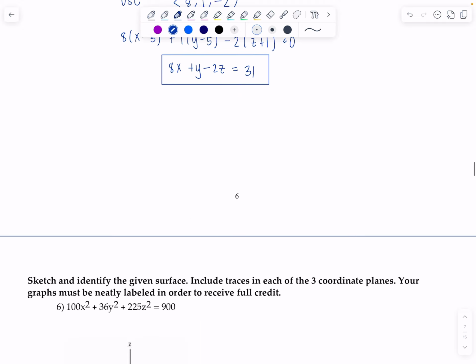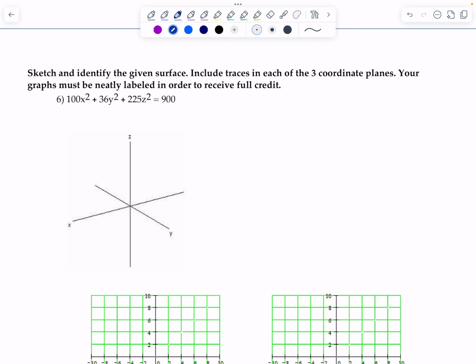Good. So sketch and identify the given surface. Include traces of each in each of the three coordinate planes. Your graph must be neatly labeled in order to receive full credit. So right off the bat, let's identify this is an ellipsoid. And let's put it in standard form so we can graph it. So it always has to equal 1. So I'm going to divide everybody by 900. So we'll have x²/9 + y²/25 + z²/4 = 1.